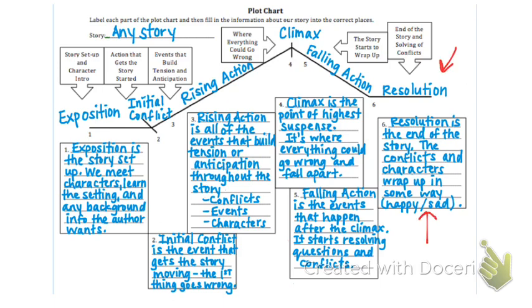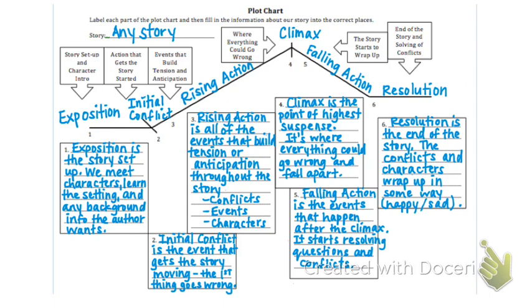The resolution is the end of the story. The characters and the conflicts wrap up in some way. Sometimes this is a positive way, we're really happy with the way that it ends. Sometimes it's a really negative way and we're upset with the way that it ends. But it resolves conflicts and it ends basically this storyline. So like Harry Potter number 1, it ends at the end of the school year and we know there's going to probably be another story, but the conflict over the Sorcerer's Stone is ended.